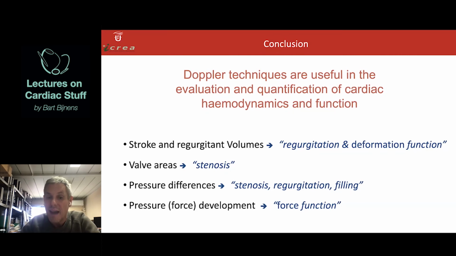And when we look at the dynamics of the velocity over time, we can have some implication on how the pressure is being built up, which is then related to the force development within the ventricle, and thus related to contractility.